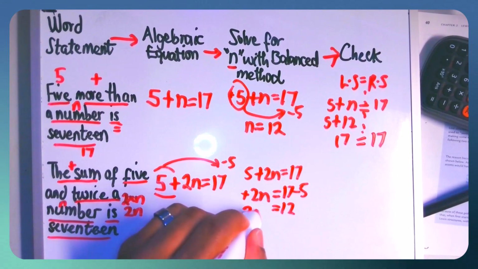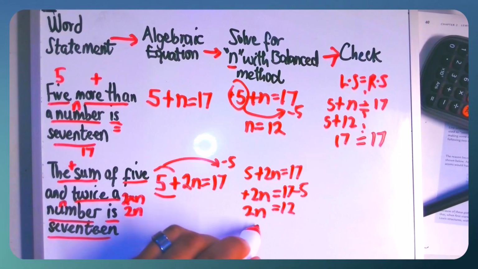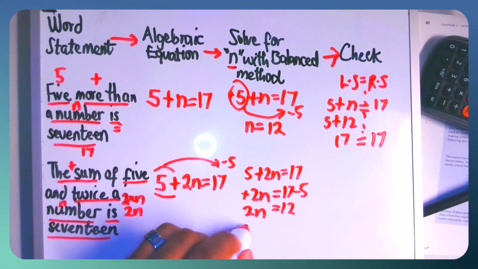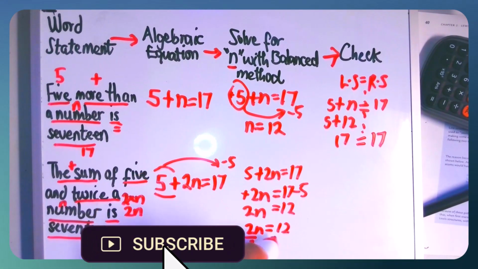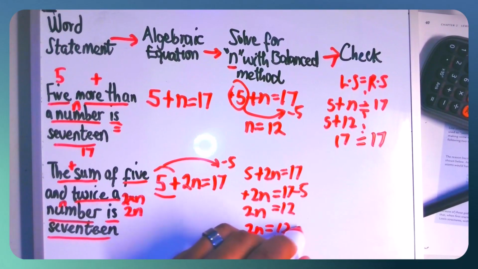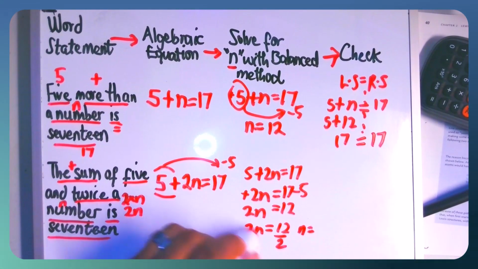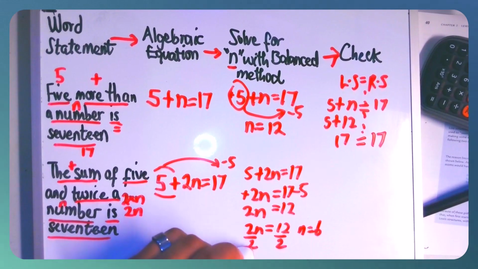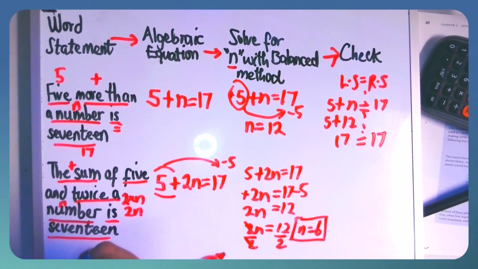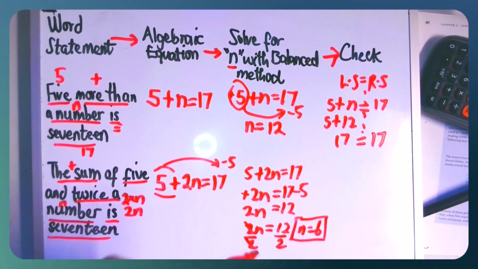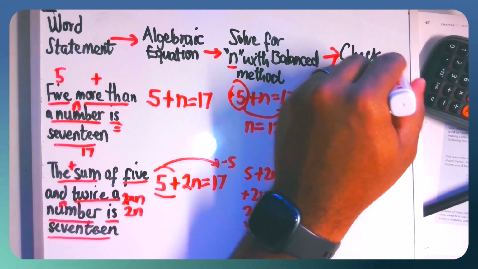And because we have our 2n and we know that 2 is multiplied by n, we can now do what? Divide both sides by 2. Therefore 2n divided by 2 is equal to 12 divided by 2, and in here our n is equal to 12 divided by 2, which gives you 6, and 2 divided by 2 gives you 1. Therefore our answer here is n is equal to 6. So let's check using this method to see whether the left side is equal to the right side.